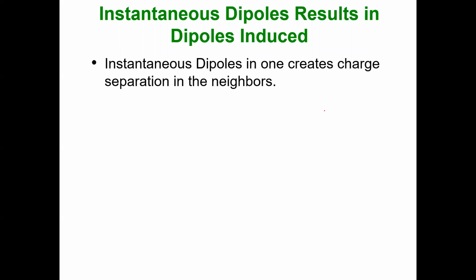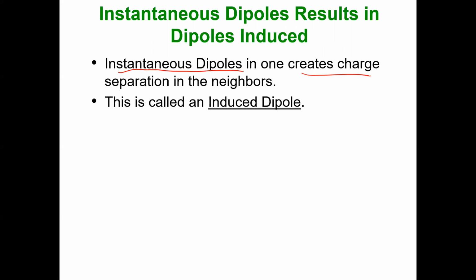So what does this mean? Well, the instantaneous dipoles, it doesn't happen all the time, but when it happens, it's going to create a charge separation in the neighbors. This is referred to as an induced dipole. So basically, once an instantaneous dipole occurs, it can force an atom or molecule next to it to have its own instantaneous dipole, but it's referred to as induced because it's causing it to happen.